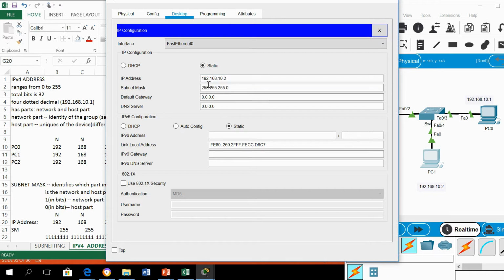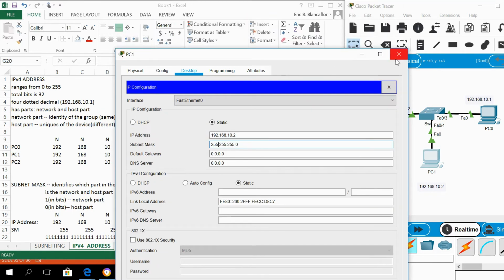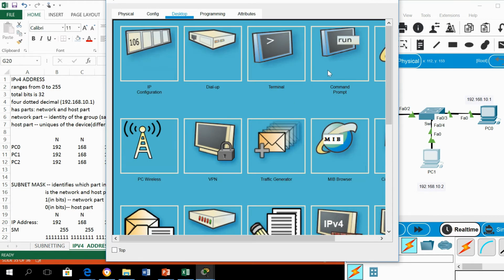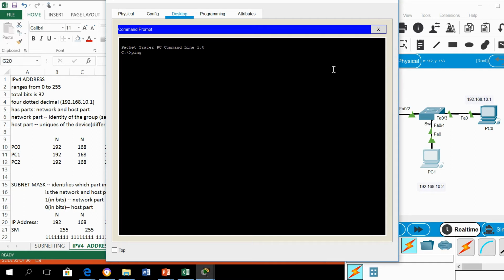192.168.10.2. Okay? So if you notice, if I go to the command prompt to check, we use ping. So I'll ping the other PC, 192.168.10.1, and there's a reply, so meaning they're connecting.